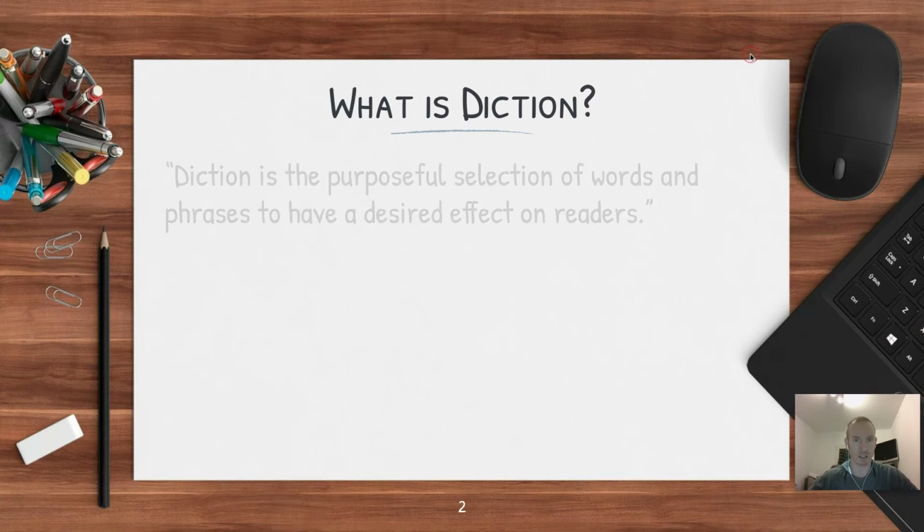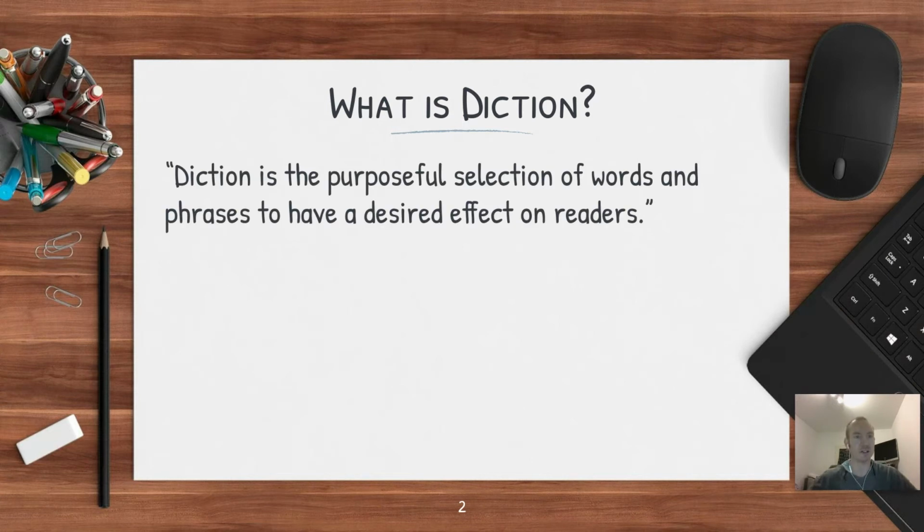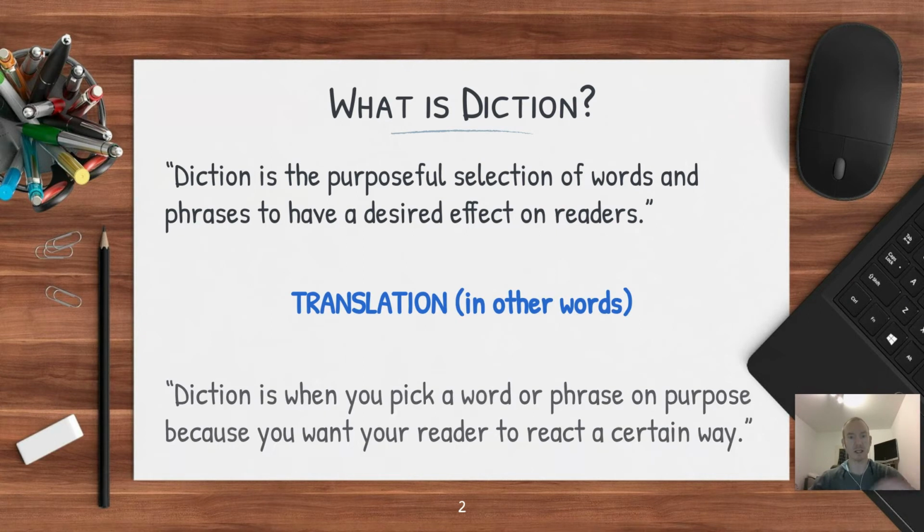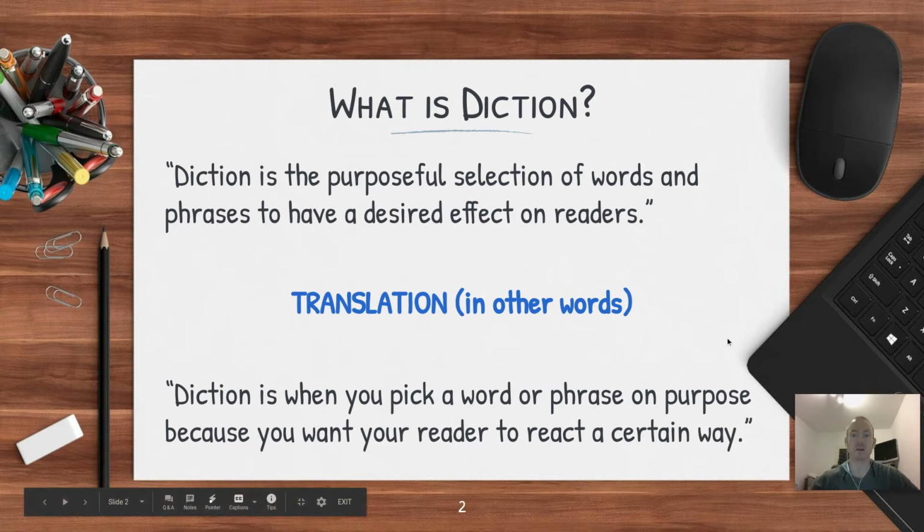So first, what is diction? The dictionary's definition is, diction is the purposeful selection of words and phrases to have a desired effect on readers. Another way of putting it is, diction is when you pick a word or phrase on purpose because you want your reader to react a certain way. Either you or the author picks words and phrases because they want the reader to react a certain way.